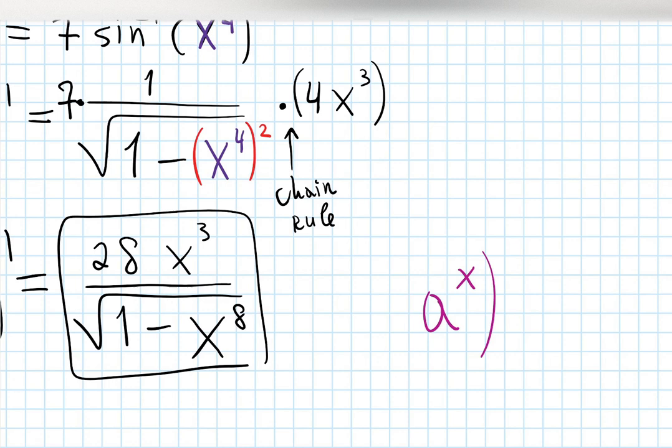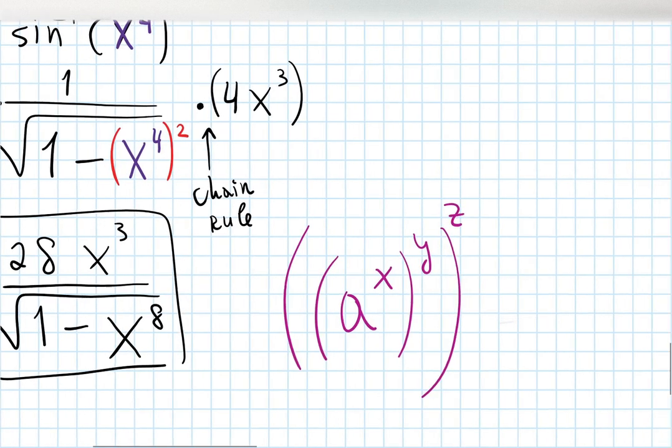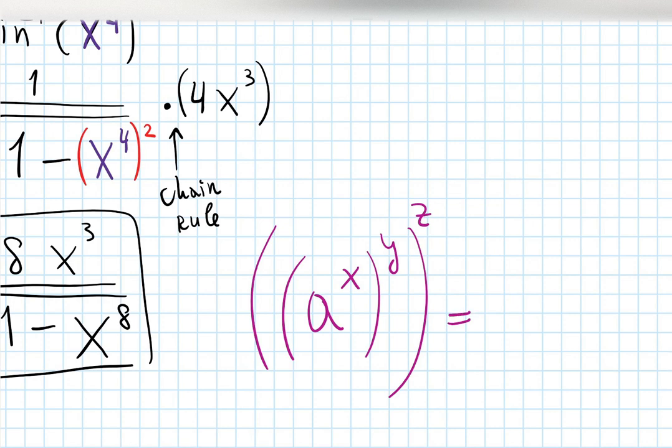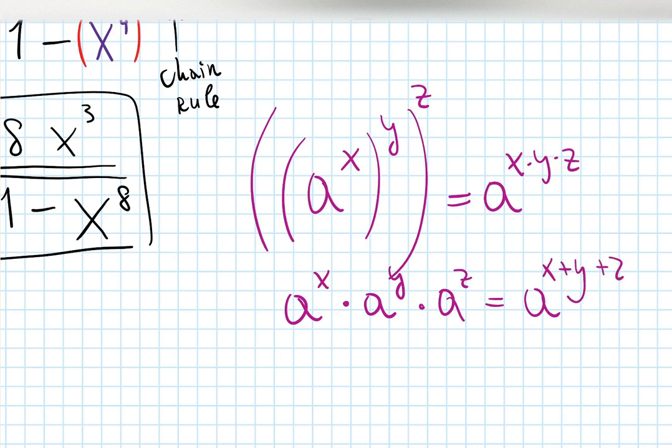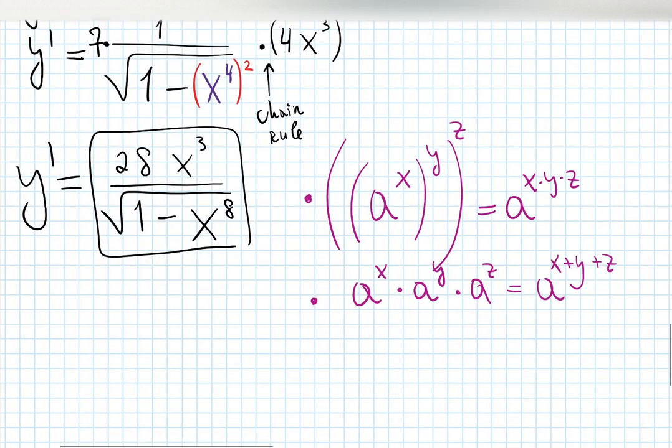A raised to the x, and then raised to the y, and then raised to the z, and then raised to the t, whatever, it becomes a to the x times y times z, versus a to the x times a to the y times a to the z, then you add them, x plus y plus z. Power to the power to the power, they all multiply. So see my lecture 0, the review lecture I give.